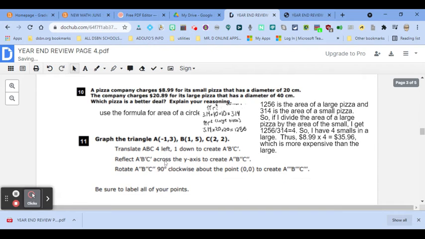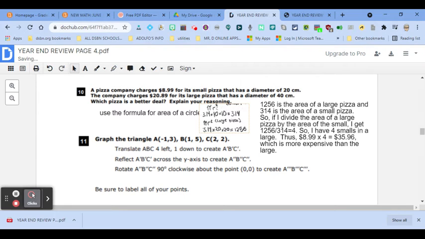Question 10. I'm just using area of a circle to answer this question. So in this case, I want to find the area of a large circle and a small circle. So in the small circle, I have pi r squared, right? 3.14 times 10 times 10, which is 10 squared. I get this answer here, 314. That's my area of a small circle. Do the same thing, and I get this larger circle, and I get 1256.